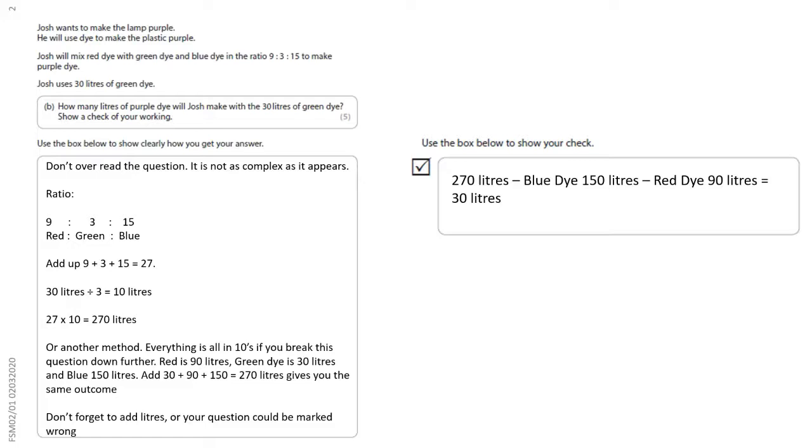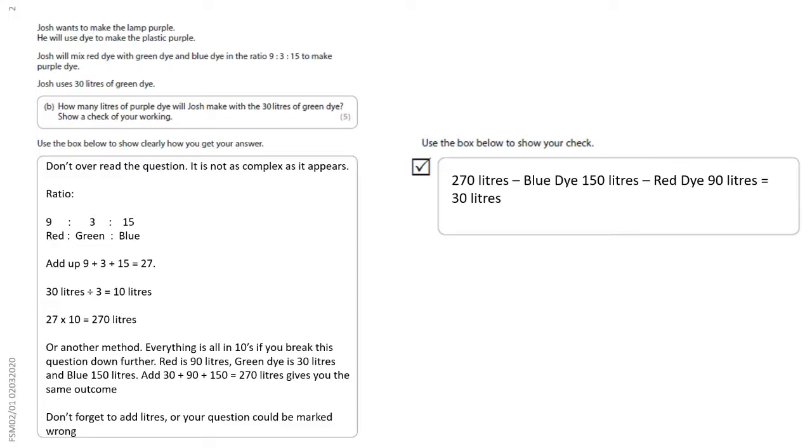The ratio is 9 to 3 to 15. Add that up, it's 27. We already know that, in that case, if the green dye is going to be 30 litres, we know everything's going to be in tens. So 27 times 10 gives us 270 litres, which basically means our 3 is going to be 30 litres. Another method is that everything is all in tens. If you break this down, red is 90 litres, green is 30, and blue is 150. Add 30 plus 90 plus 150, that gives us our 270, which gives us the same outcome. So that ultimately is how many litres are going to be made, 270.